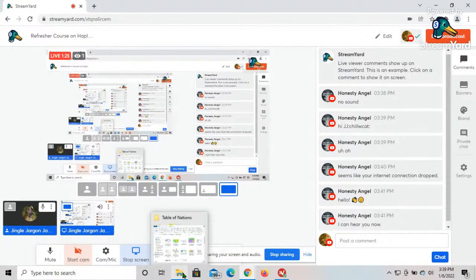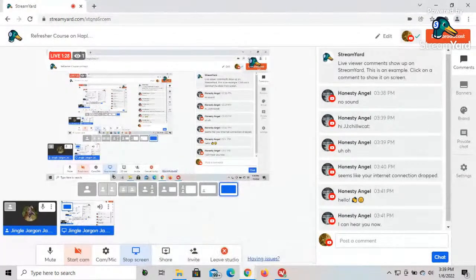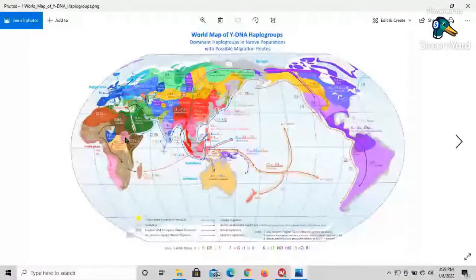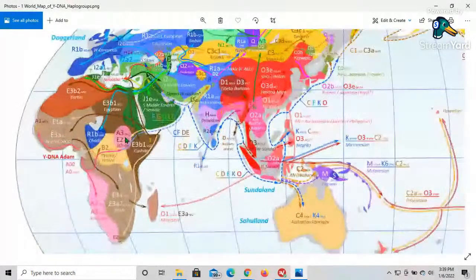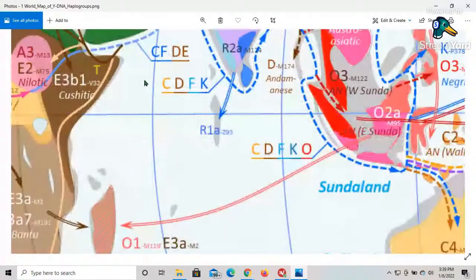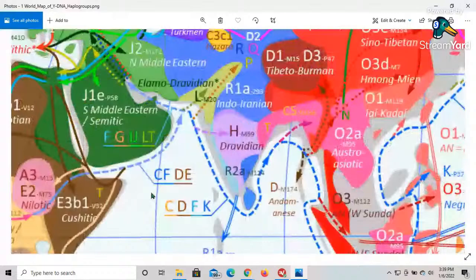Okay, so I'll go over to here and go to the world map. Okay, so this is of course the Y chromosome. And the question will be whether or not these haplogroups have anything to do with the ancient civilizations as recorded in the Bible.